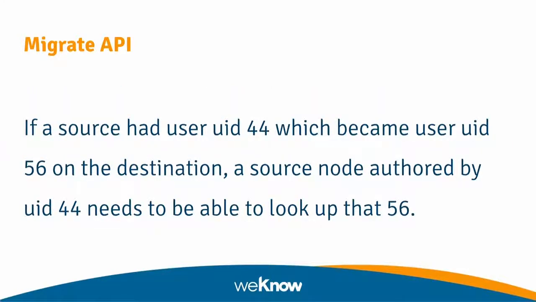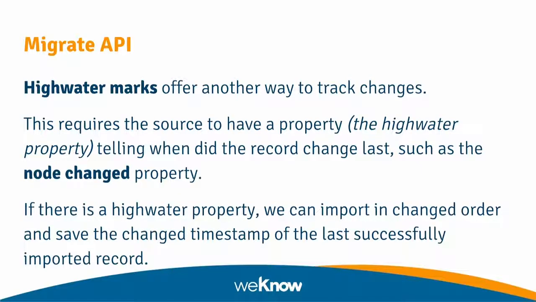Like I said before, if we had a user ID 44, and it became 56 on the destination, we know that any pieces of content that belong to user 44 are now owned by user 56. So what does that mean? What it really means is that the new system is still fully aware of who is who between the old system and the new system.